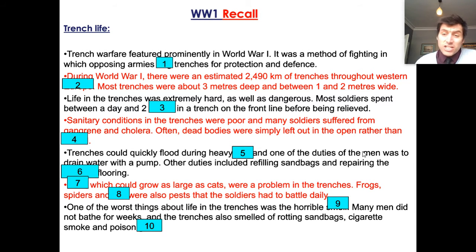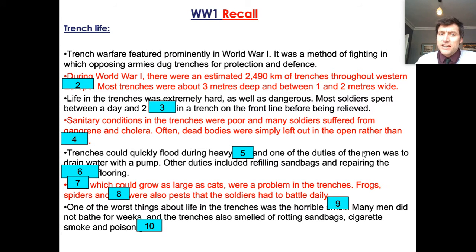Something which could grow as large as rats. Oh, cats! I've given you the seventh one. Something which could grow as large as cats were a problem in the trenches. Frogs, spiders, and what other living being were also pests that soldiers had to battle daily? You remember of those scratching? What were they trying to get rid of? One of the worst things about life in the trenches was the horrible. Many men did not bathe for weeks, and the trenches also smelled of rotting sandbags, cigarette smoke, and poisonous.